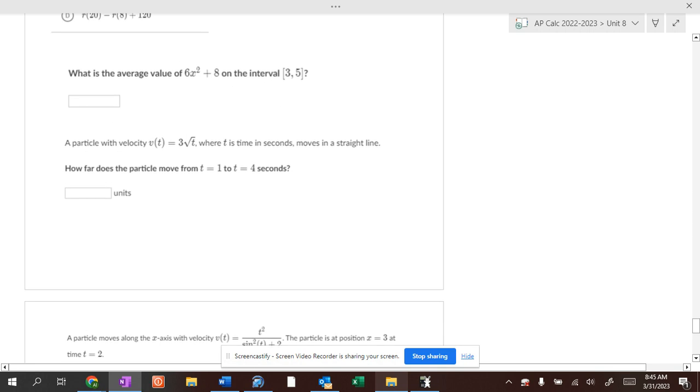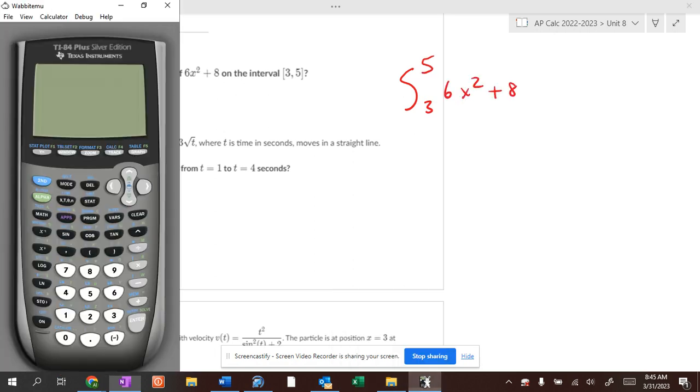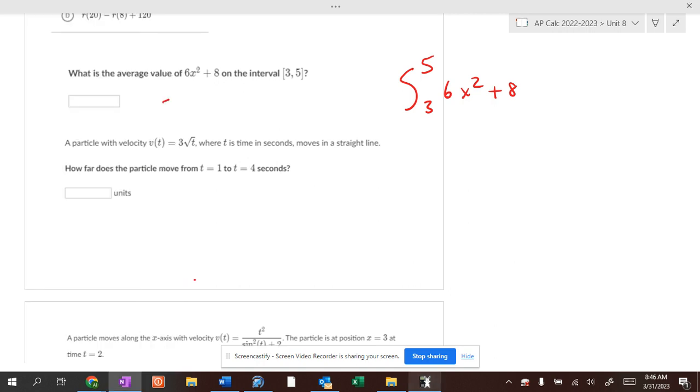The average value of the function is the integral from 3 to 5 of 6x squared plus 8. Do that in the calculator quickly and easily. Math 9 from 3 to 5 of 6x squared plus 8 dx. Enter, and you get 212 is the average value.